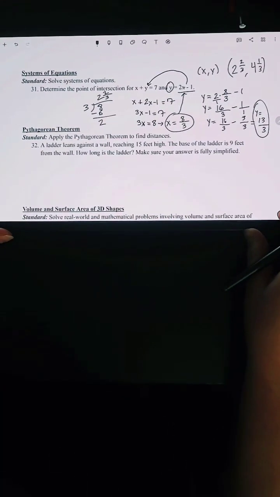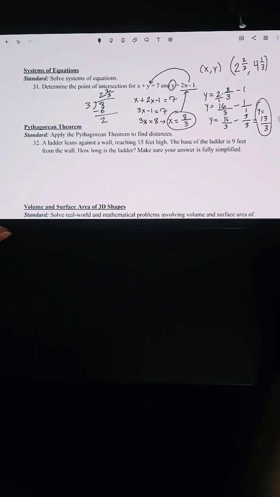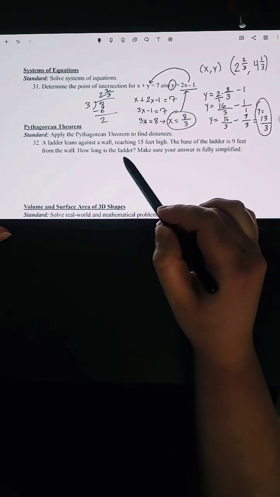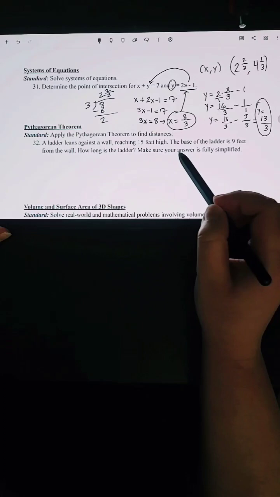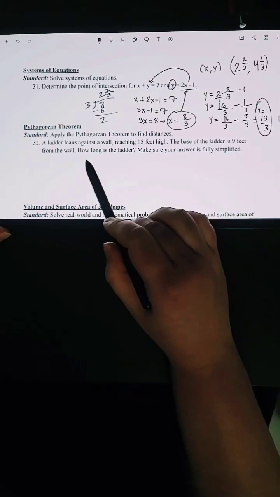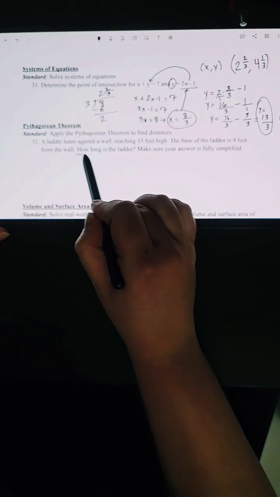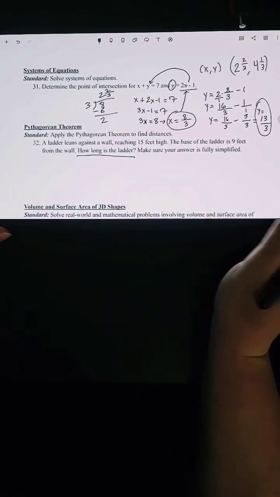Okay, so now let's go to the next problem. A ladder leans against a wall reaching 15 feet high. The base of the ladder is 9 feet from the wall. How long is the ladder? So we want to know how long the ladder is, and make sure your answer is fully simplified.